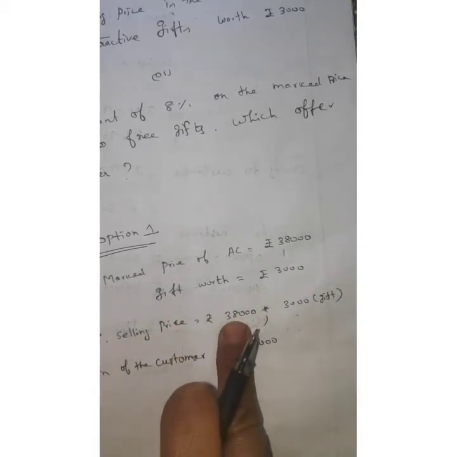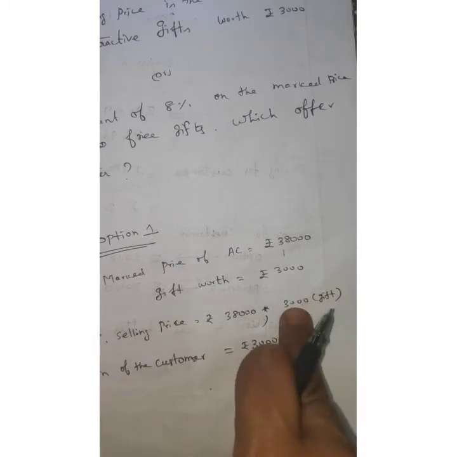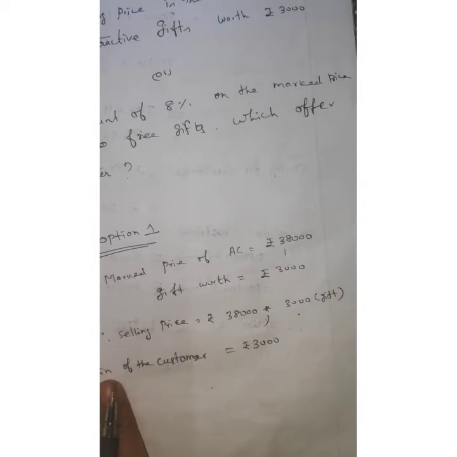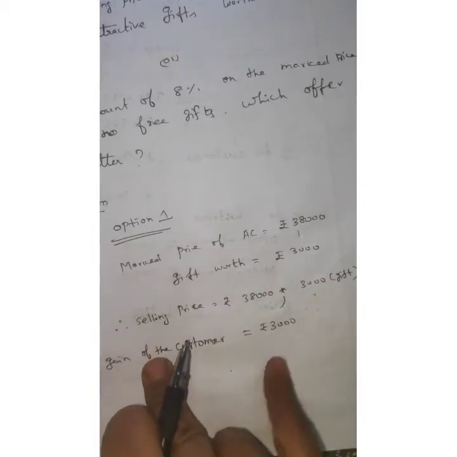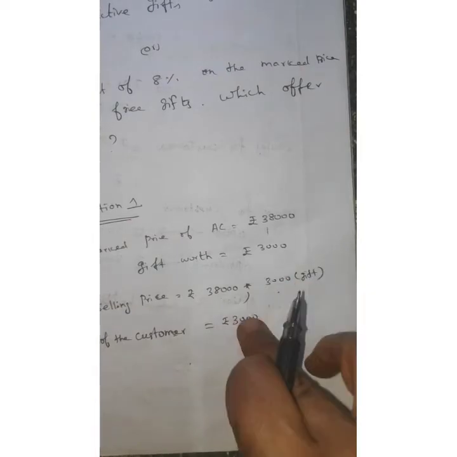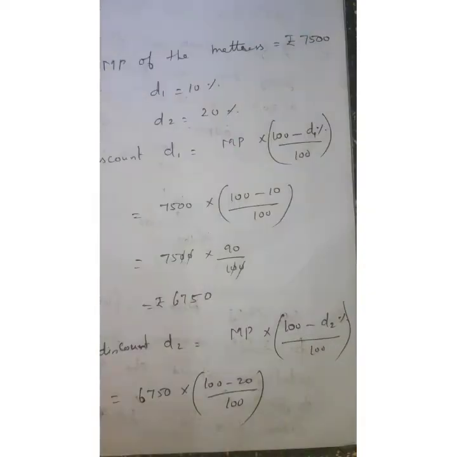Selling price is 38,000. Gift worth equal to what is the worth? 3,000 worth is there. So what is the benefit of the customer? The gain of the customer is this gift only, worth 3,000 rupees.